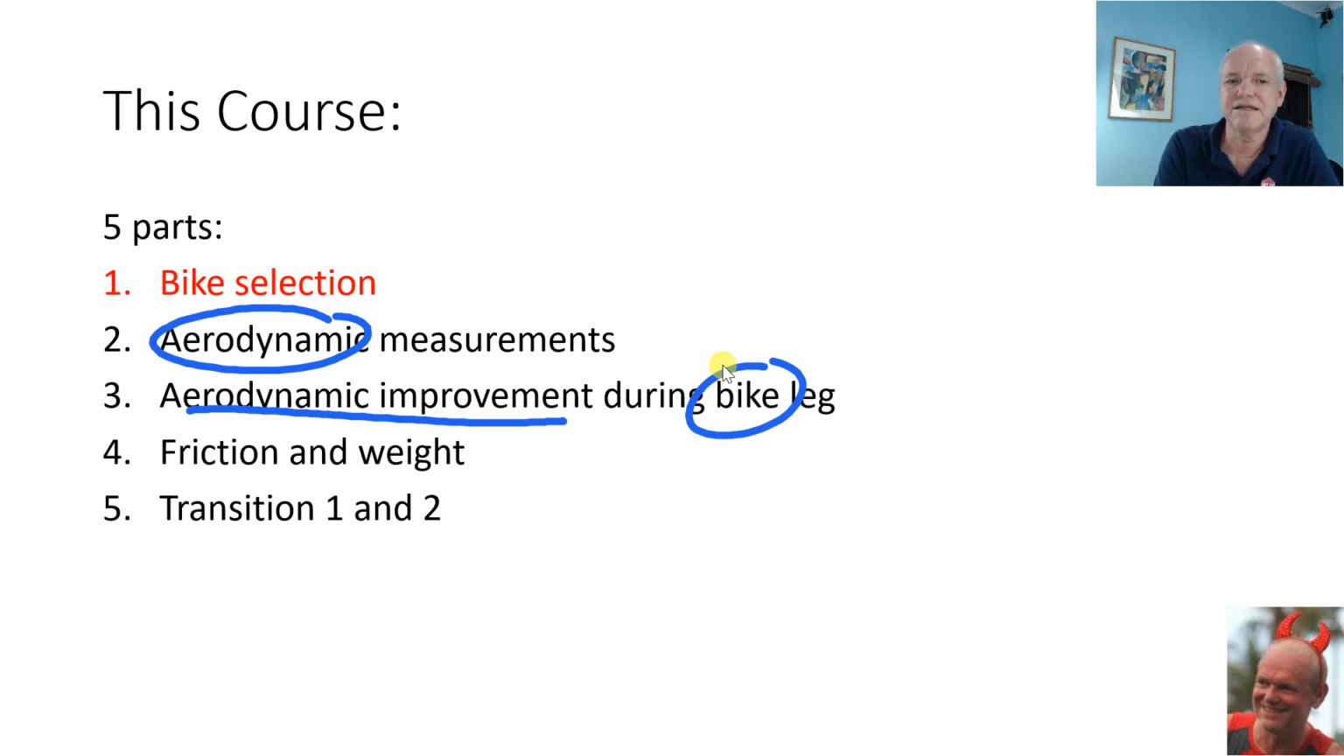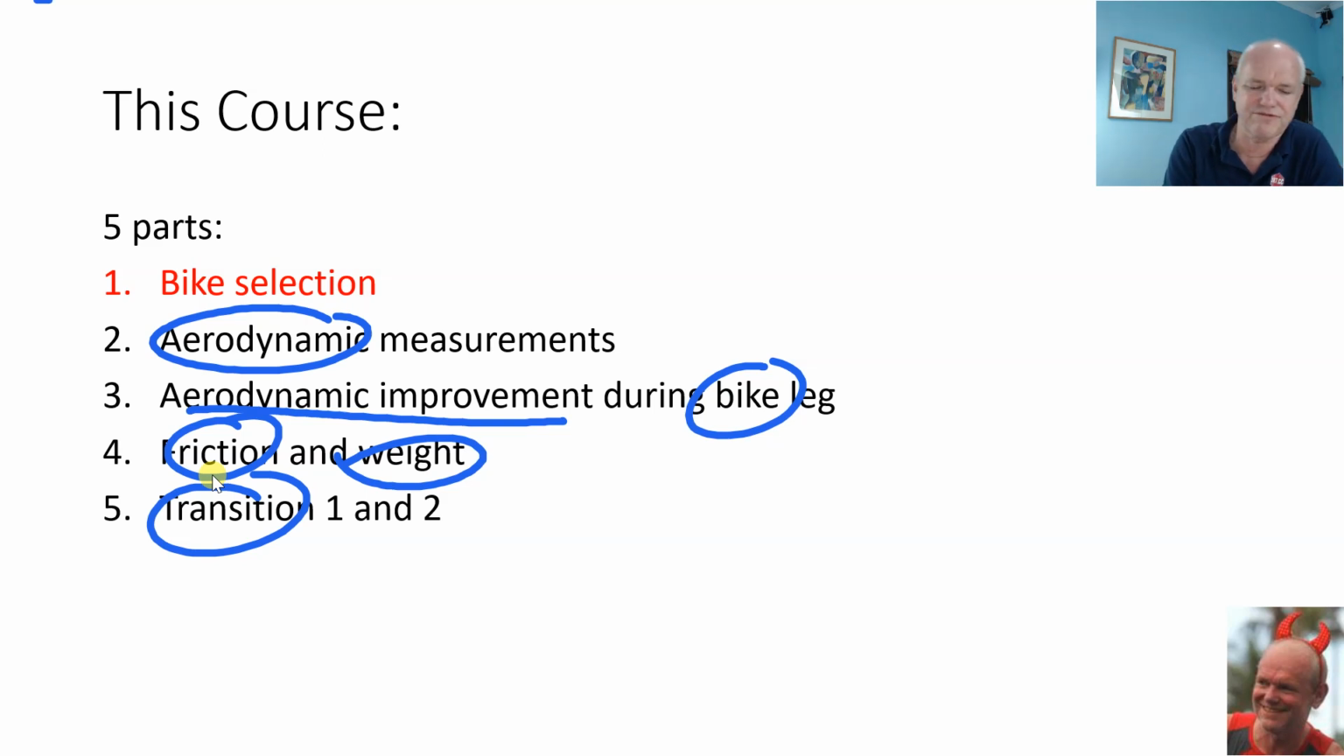And then in chapter 4 we have friction and weight, where we can also get some improvements, although not as much as through aerodynamic improvements. And then the last one is the transition, when you are coming out of the water and changing to the bike, or from bike to the run. Also in transition you can save quite some time by investing in some equipment.